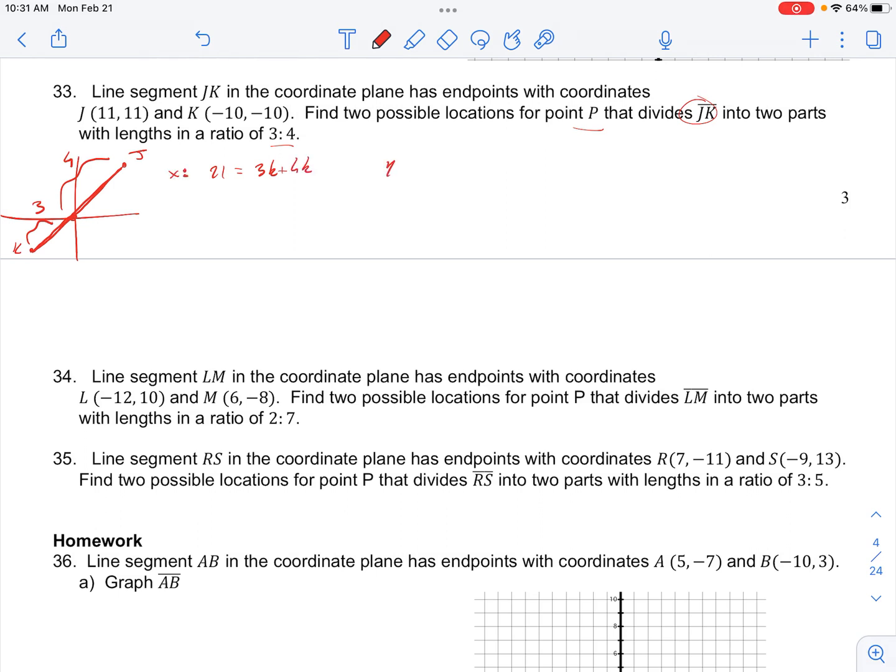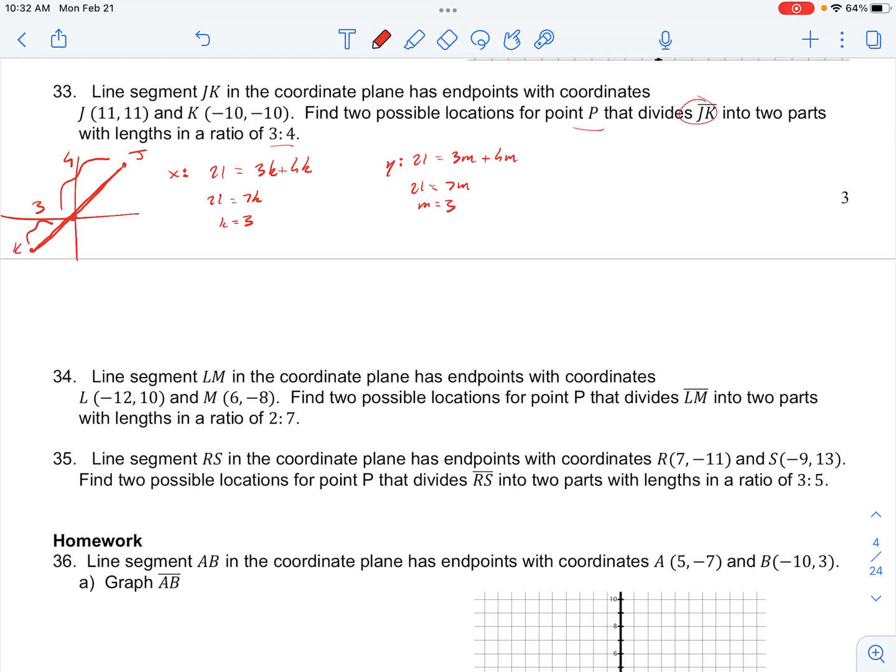And in the y direction, we have an absolute change in y given by 11 minus -10, so that'll also be 21. So 21 is equal to 3, and in the y I'll choose a different variable, let's say m, so 3m plus 4m. So we have that 21 is equal to 7k, so k is equal to 3, and 21 is equal to 7m, so m is equal to 3 as well.